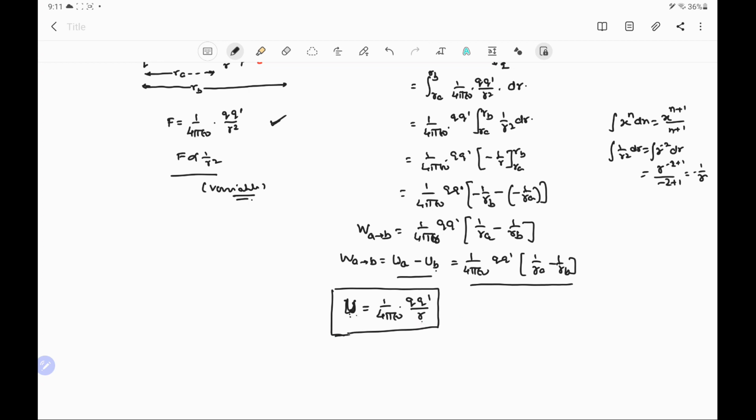So in general, we can say the potential energy of two charges separated by a distance R is 1/(4πε₀) QQ'/R, where Q and Q' are the point charges. This is the formula for the potential energy of a system of two charges at a distance R. Energy is a scalar quantity. Because it is energy, its unit is joule.